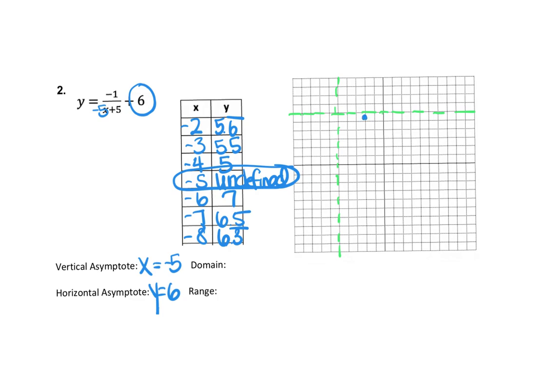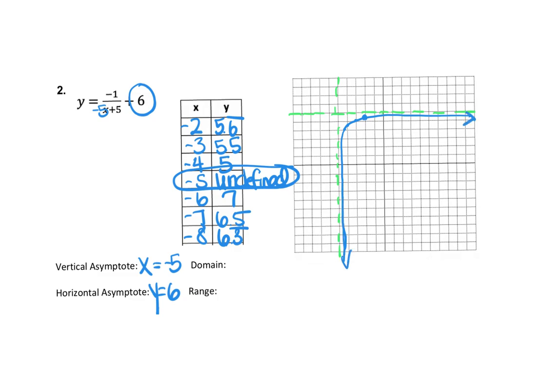We have -3 and then 5.5, so kind of right in here. And then -4 and then 5. Okay, so kind of what's happening here is they're all really close together. You've got this that's going to keep going. It comes back around. And then again, it's going to keep getting closer and closer.